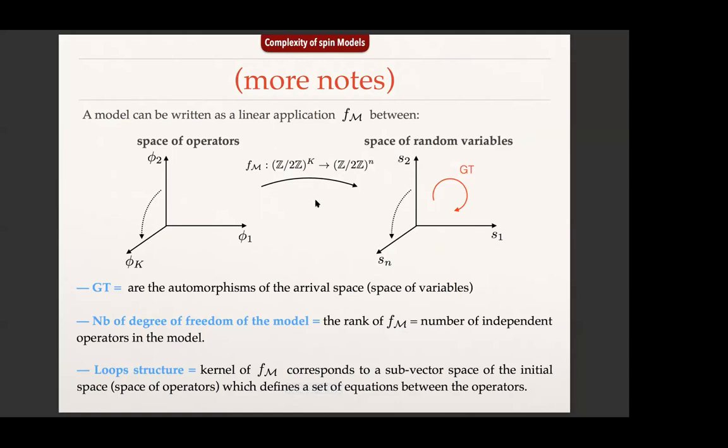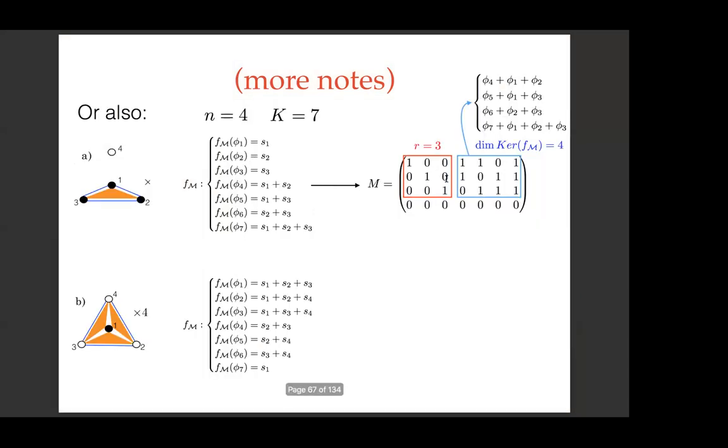This linear application can be represented as matrices, binary matrices. And so this is the only way I do all the data analysis, by using this binary matrices representation. So the gauge transformations now are just binary matrices of size n by n, and they are invertible. So you can sample if you want. There are funny things that can be done.